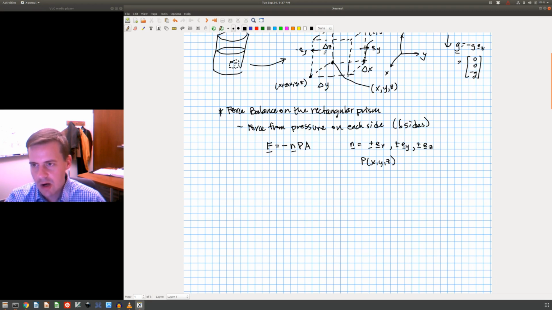And then my areas are going to be the areas of these faces. So the area will be something like delta y times delta z, or delta x times delta y, something like that. I'll do these out in detail. I'm just trying to preview what's going to happen. So that's one type of force. The second force is the weight of the fluid.